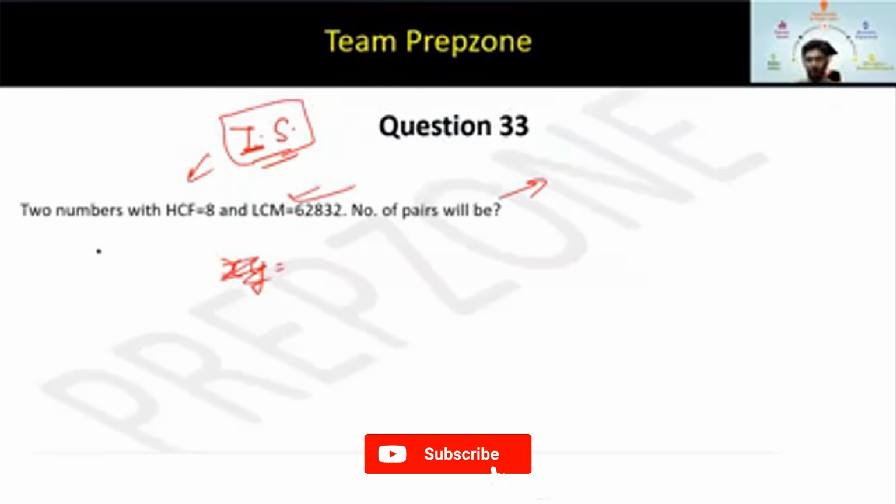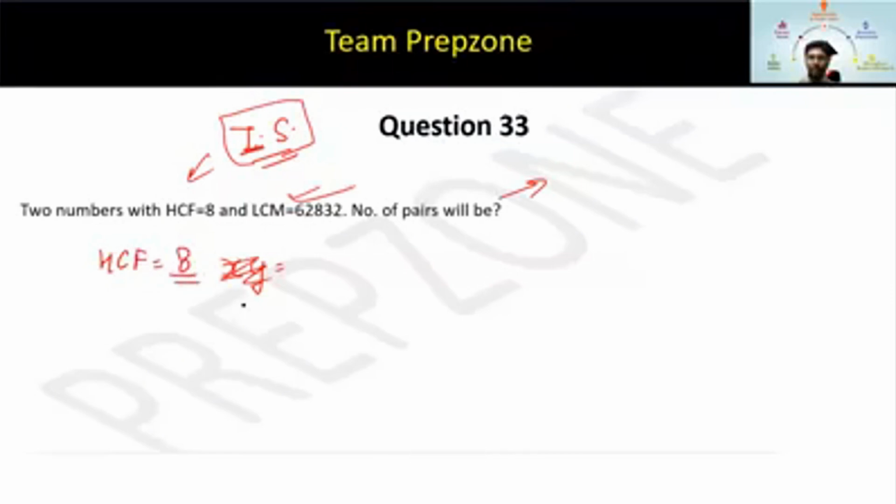Okay, see, the HCF will be 8. That is fine. No, Priyam, not needed here. The HCF will be 8. That is fine. Right? So assume one number to be 8x, one number to be 8y. What is the LCM? 8xy.